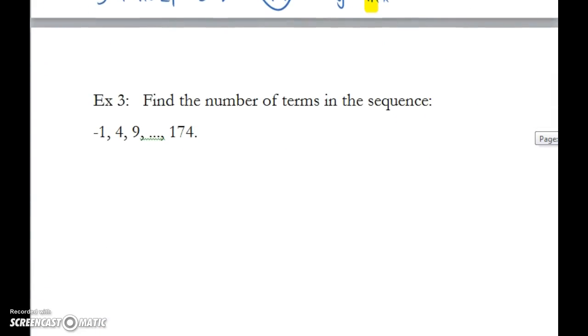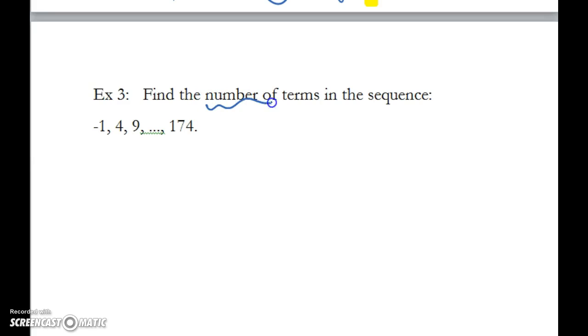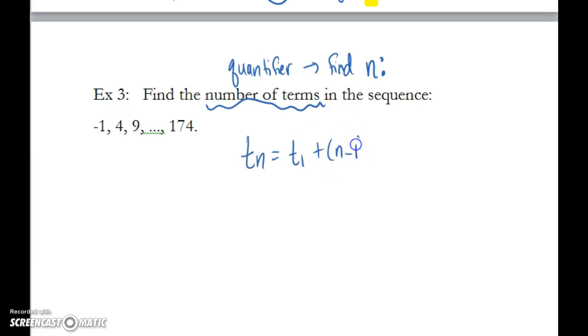Example 3, find the number of terms in the sequence. The number of terms, we're finding our quantifier. How many? So when we're being asked the question, how many, we are being asked to really find n. Again, unless we're finding a sum, we're going to use our formula T sub n equals T sub 1 plus n minus 1 times d. And right now, since we're finding n, we're going to substitute values for every other piece in our equation.